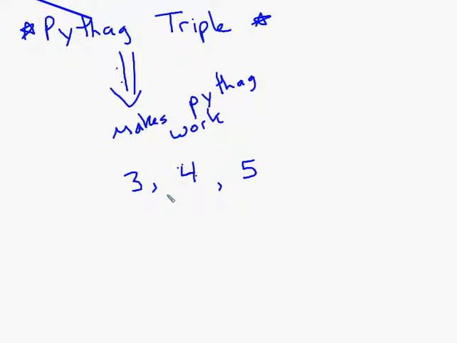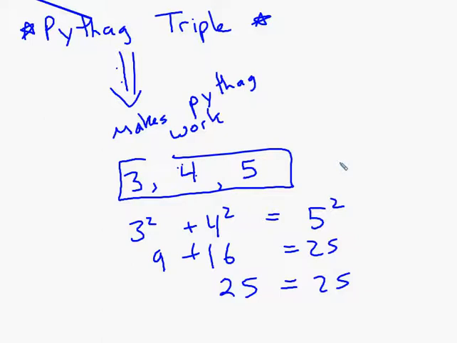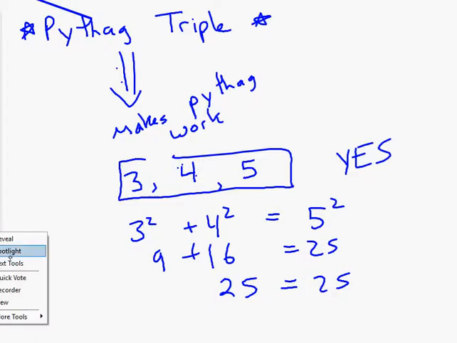Okay, so 3, 4, 5. That is a Pythagorean triple. Why? Because when I take 3 squared plus 4 squared, it equals 5 squared. It works. 25 equals 25. It makes it work. A Pythagorean triple makes it work. So you would be asked, is that a Pythagorean triple? You test it, does it work? Yes. So therefore, yes, that's a Pythagorean triple. Right, so you just test the 3 numbers. All right, that's it. We're going to do a bunch of practices.